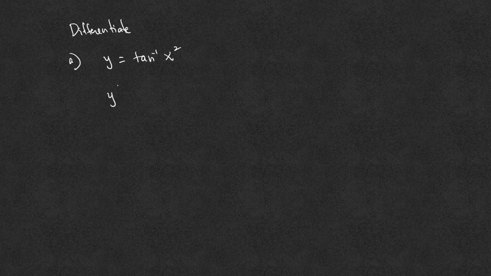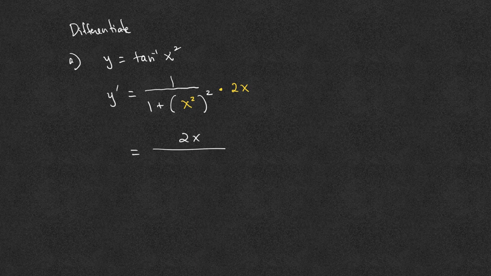The derivative of tangent inverse of anything is 1 over 1 plus the same thing squared, where the inner function is x squared, which is not x, so we will still need to multiply the derivative of the inside function using the chain rule, which is 2x. And then we simplify this: 2x over 1 plus x to the fourth. And that's it.